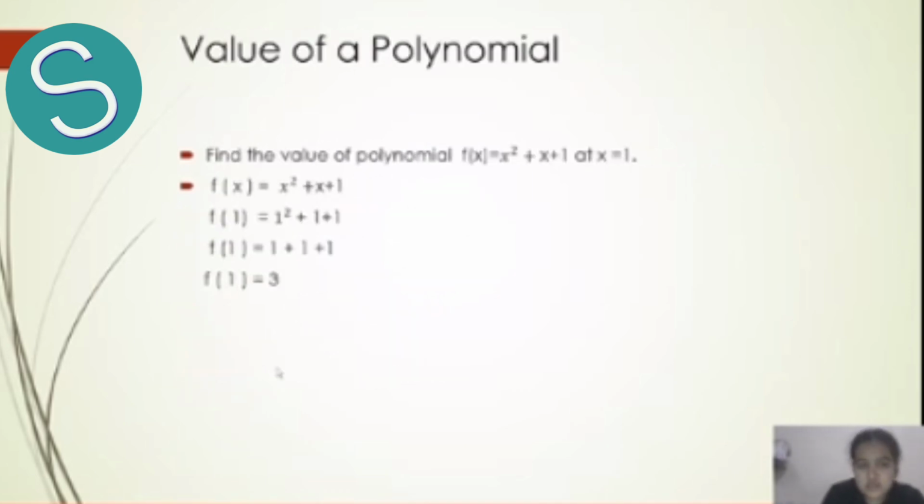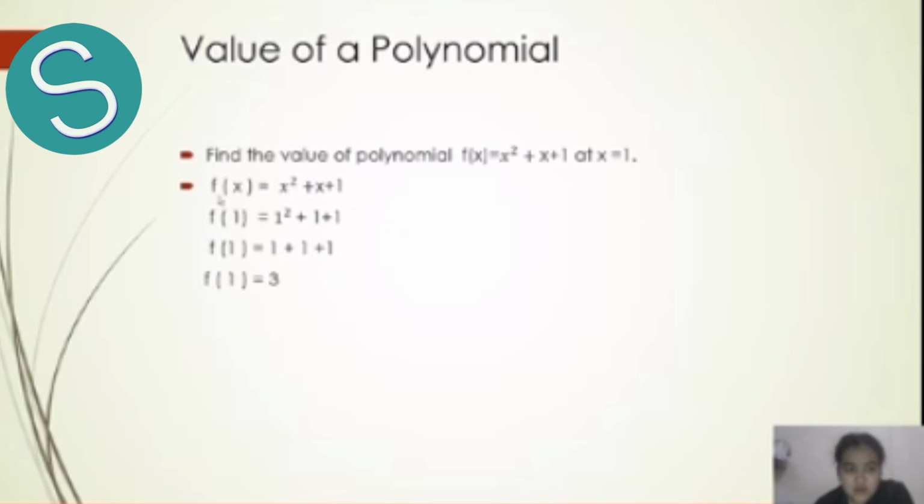Next, this is a topic where we want to calculate the value of a polynomial. Value of a polynomial means that for any given polynomial, we have to find its value at some specific point. For example, we have to find the value of polynomial f(x) equals x square plus x plus 1 at x equals 1. The value of a polynomial is found at a specific point of the variable. So here we have to find the value of this polynomial at x equals 1.